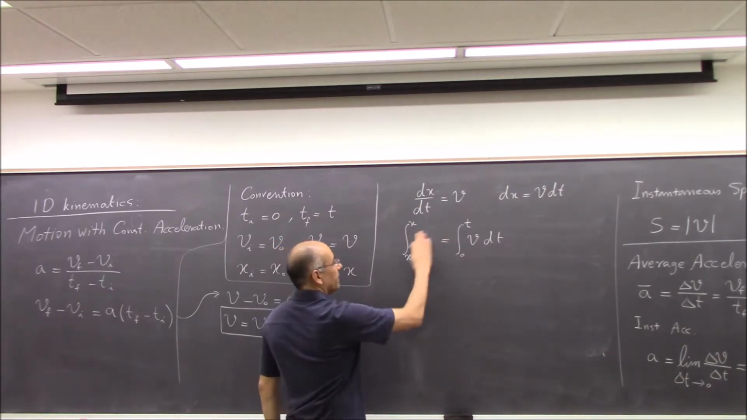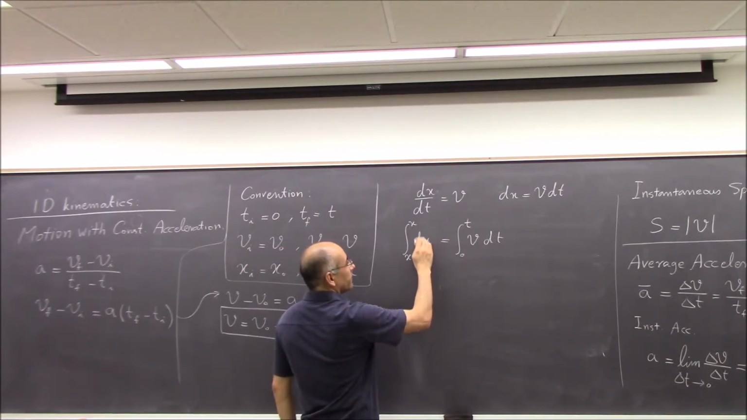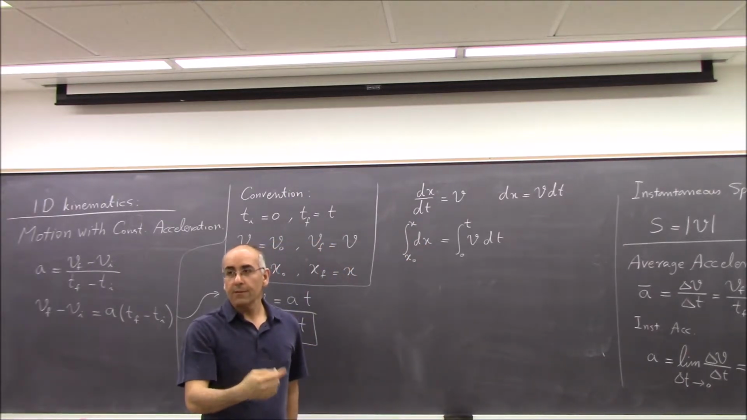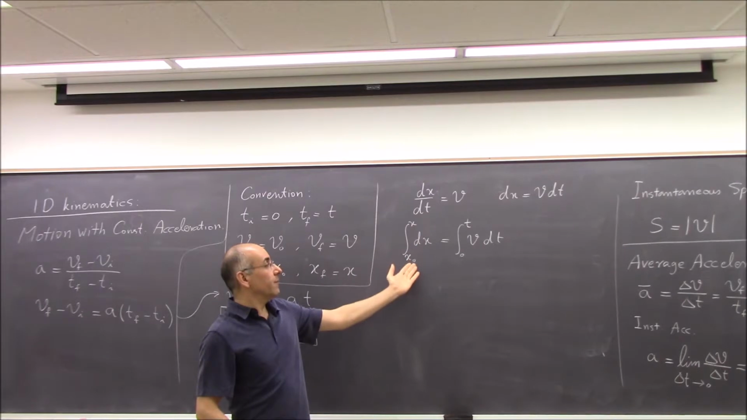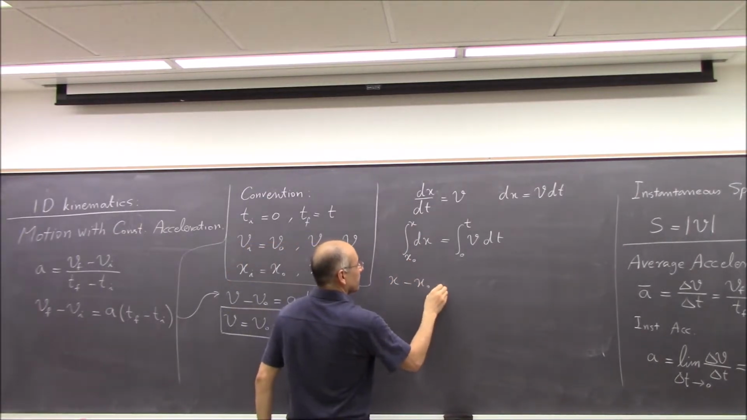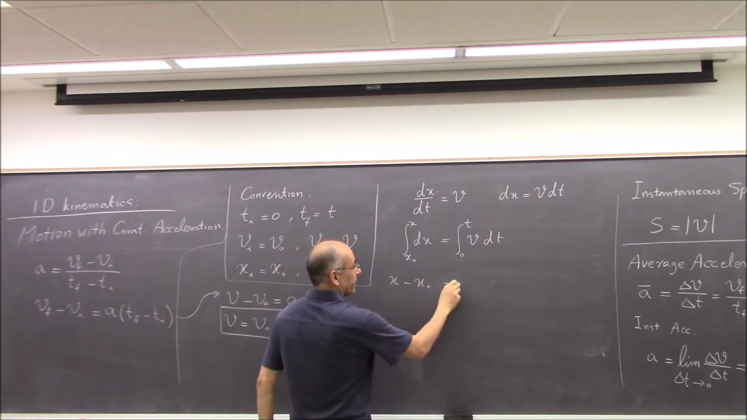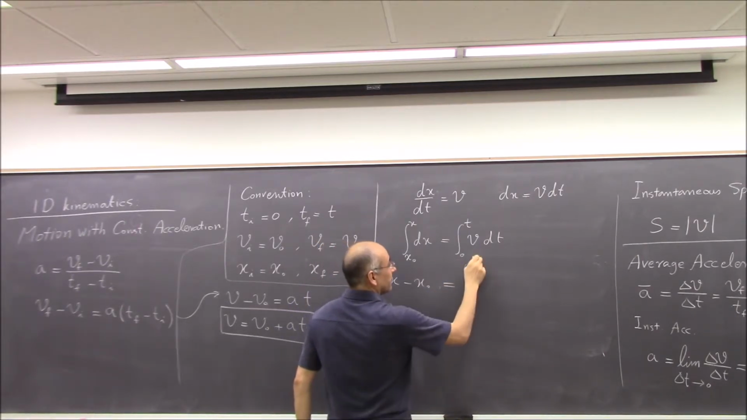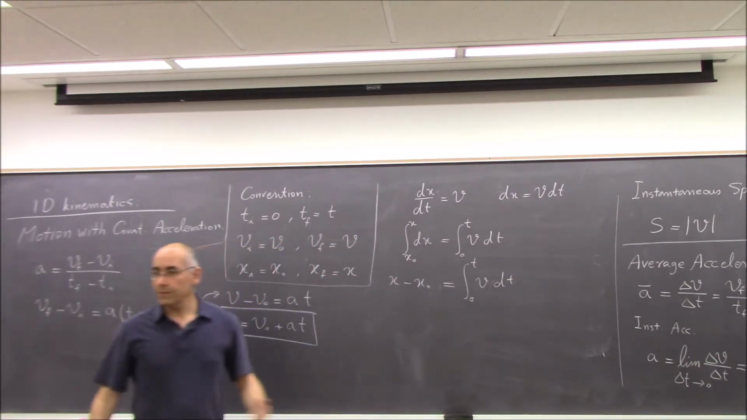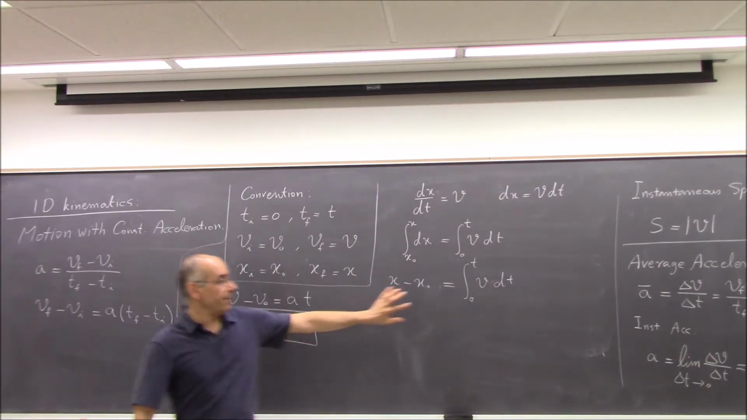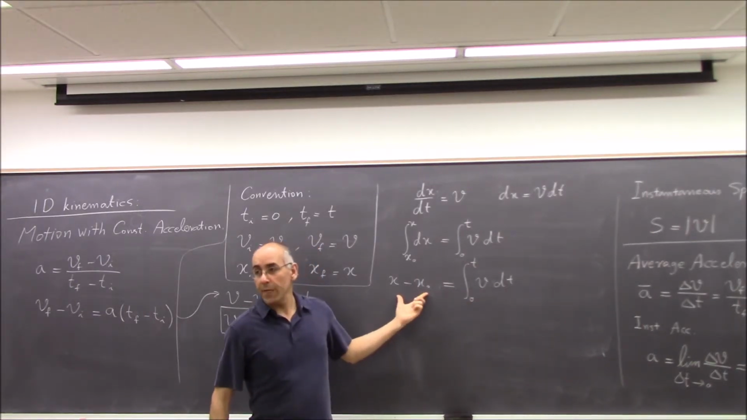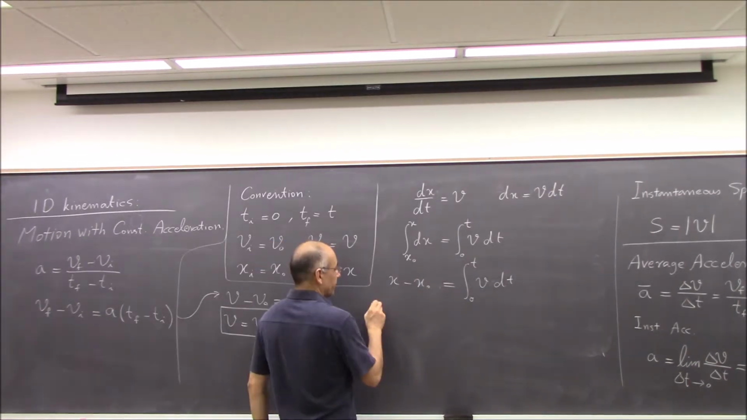But here, you see, this one becomes just x minus x naught, right? The integral of dx is x. Put the upper limit minus the lower limit. It becomes x minus x naught, which is the displacement, equal to the integral of v dt. This is the statement that usually they say: the area under the graph of velocity versus time is equal to displacement. Right?